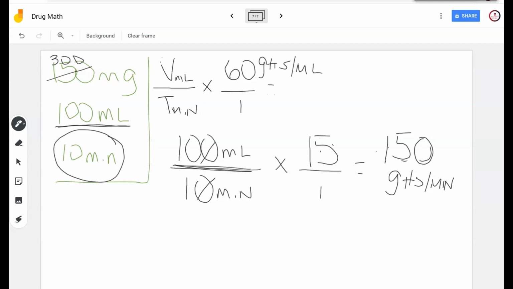For the most part, if you're administering a medication, you're going to use a 60 drop set because you want to be able to calculate accurately. But if you take a macro drop set and put it into a 100 milliliter bag, it takes about 10 minutes to administer that entire 100 milliliters wide open.